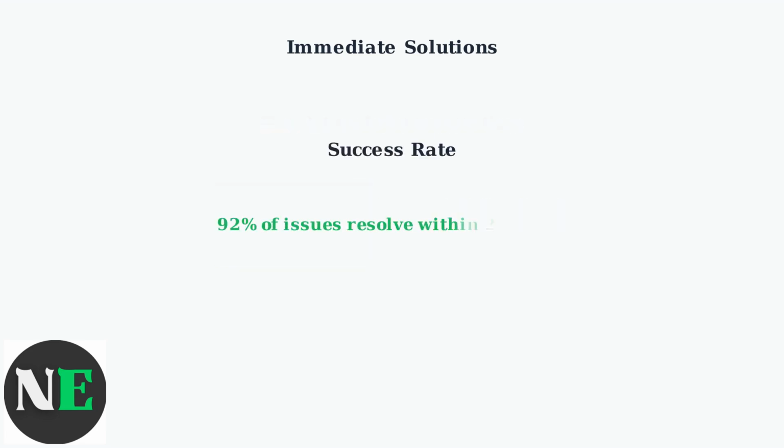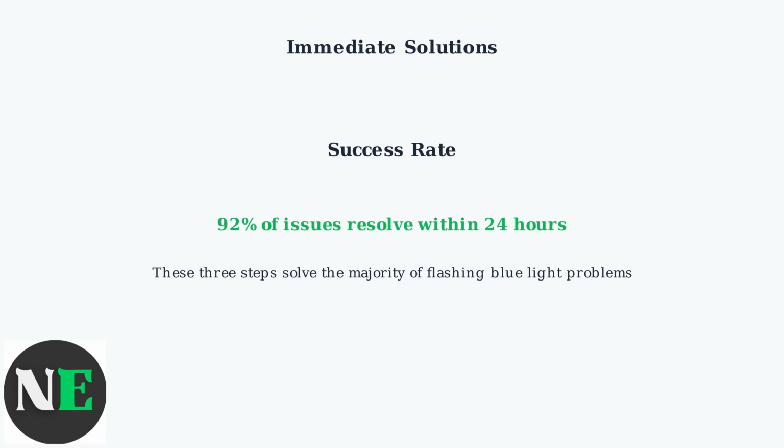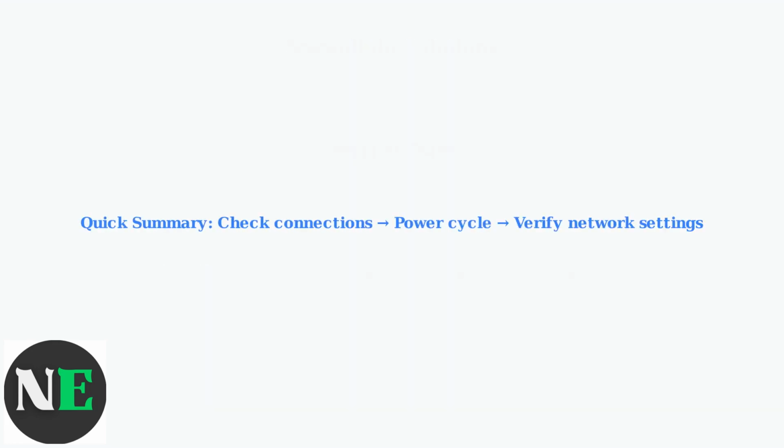These initial troubleshooting steps have a 92% success rate for resolving flashing blue light issues within 24 hours. Most problems are solved quickly with these basic checks. Remember the three-step approach. Check all connections, perform a 30-second power cycle, and verify your network settings. This systematic approach resolves most flashing blue light issues quickly and effectively.